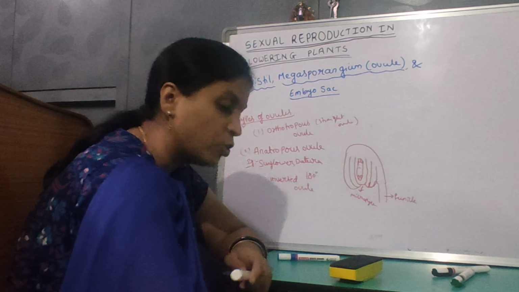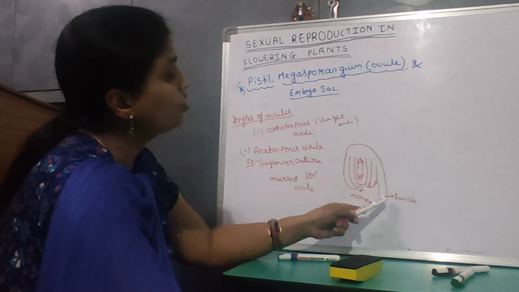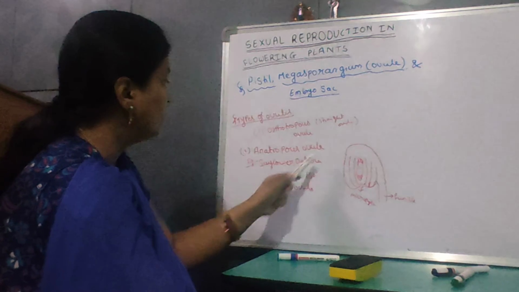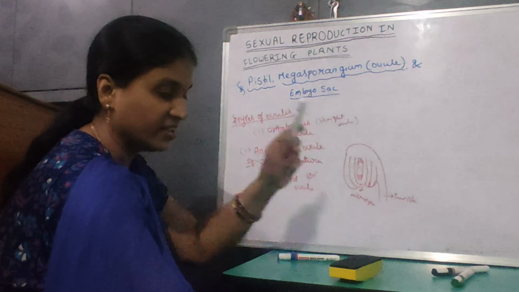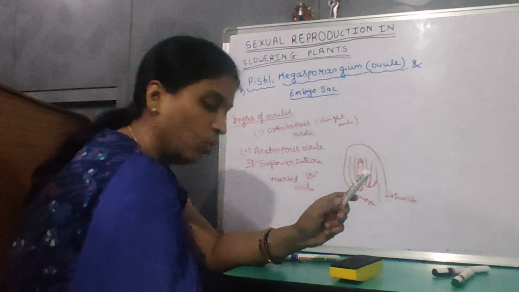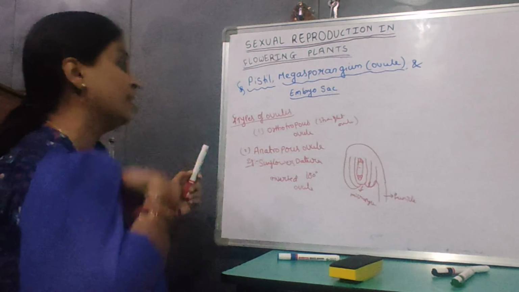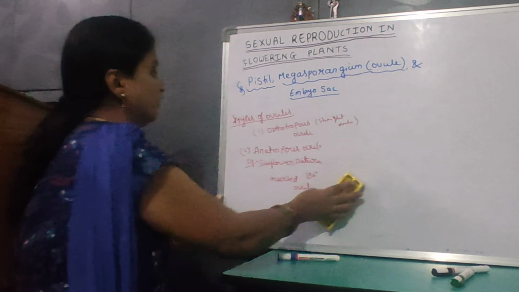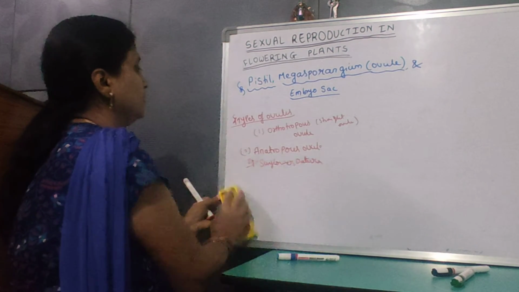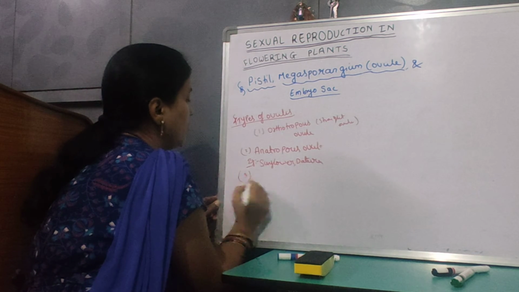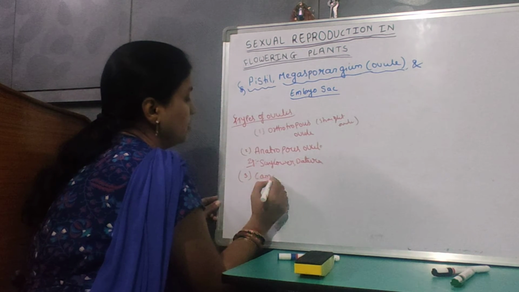And the micropyle lies close to the funiculus as a result of the 180 degrees curvature. Such a type of ovule is called an anatropous ovule. Coming on to the third type, the campylotropous ovule.